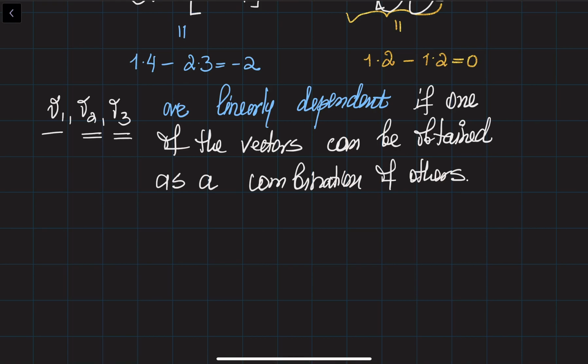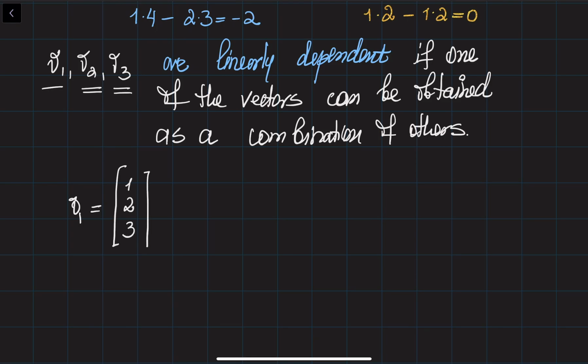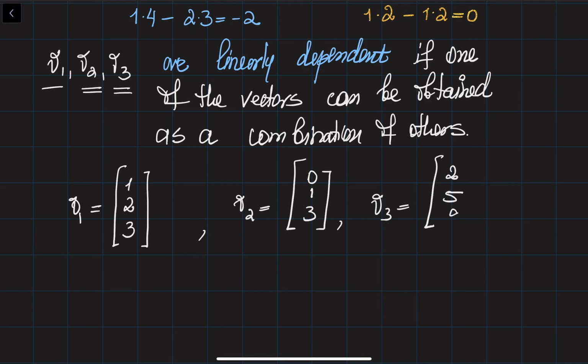So what I would like to do is give you an example where we can express one of the vectors as a combination of the other two, and then try to derive a more solid, more technical definition of dependent vectors. So let's say we are given three vectors. V1 is given as 1, 2, 3. V2 is given as 0, 1, and 3. And V3 is given as 2, 5, and 9.